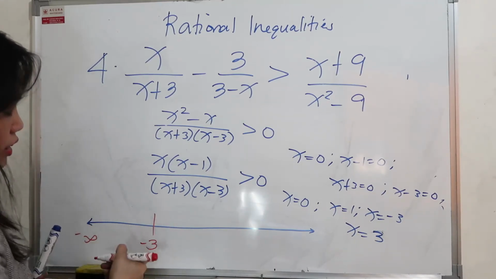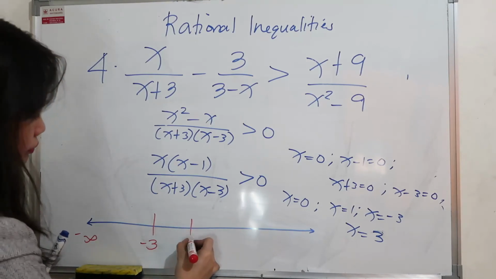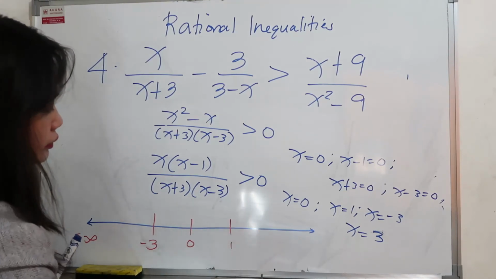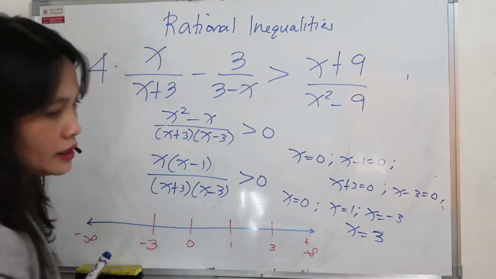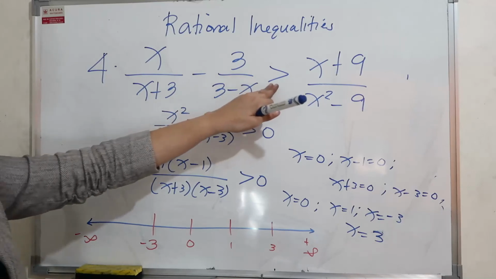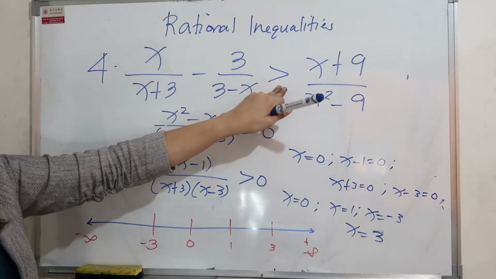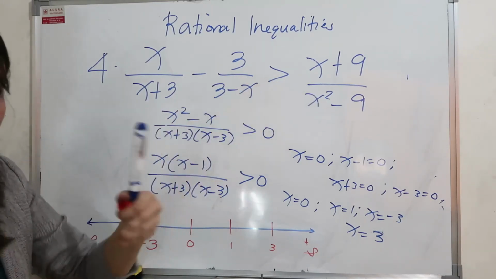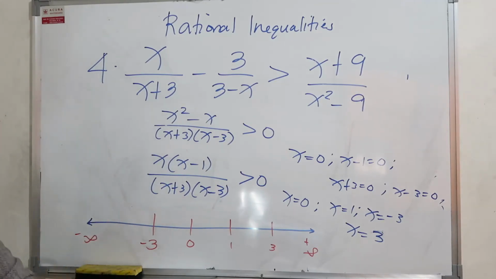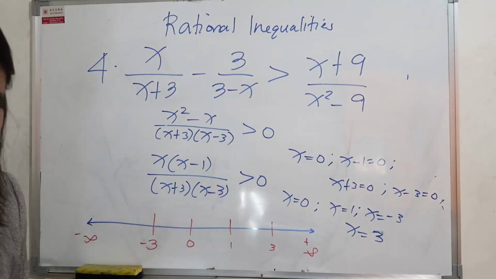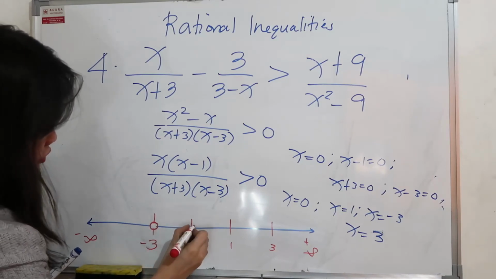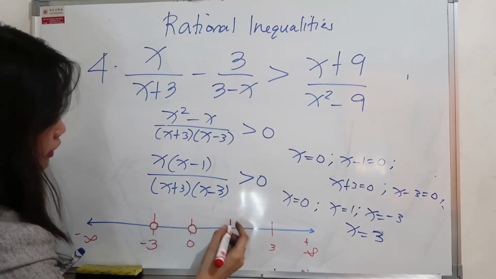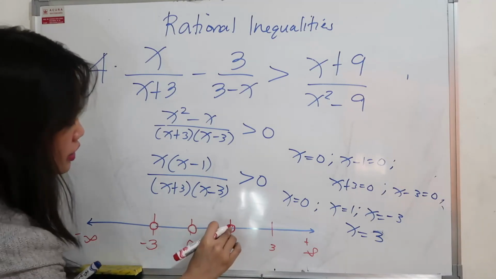From negative infinity to negative 3. Next, we have 0, and then we have 1, and then we have positive 3, going to positive infinity. Since the given inequality is greater than only, there's no equality symbol, all the given critical values are not included. Since only greater than is given, with no equality symbol, they're not included.